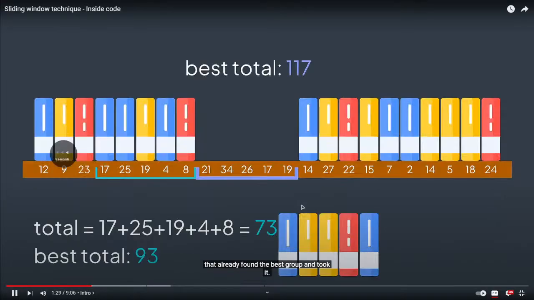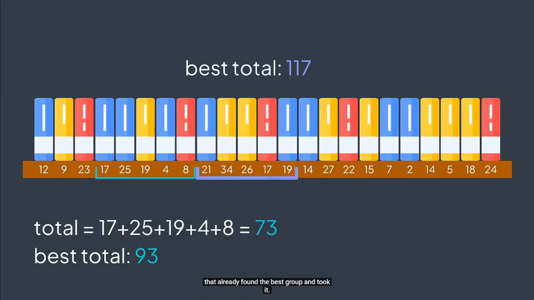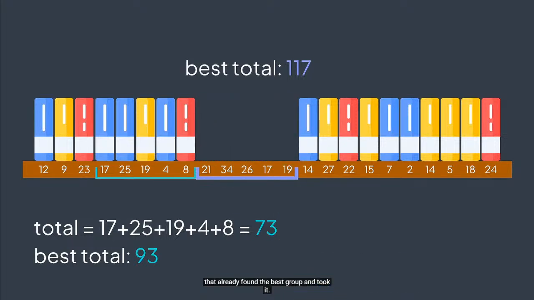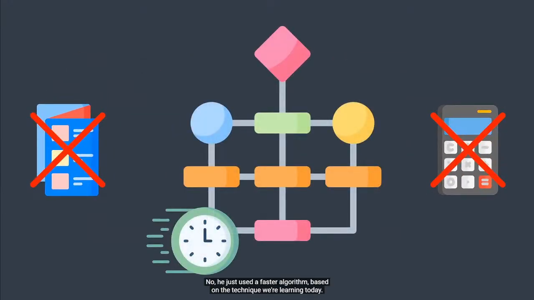Before you finish calculating the price of 4 groups, there is another person that already found the best group and took it. How did he do? Did he calculate faster than you? No, he just used a fast algorithm, based on the technique we're learning today.